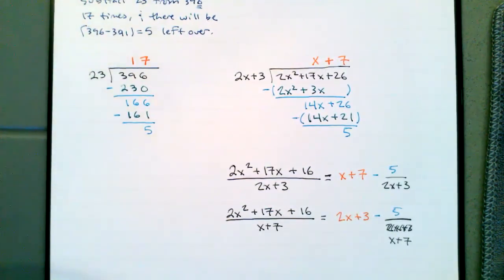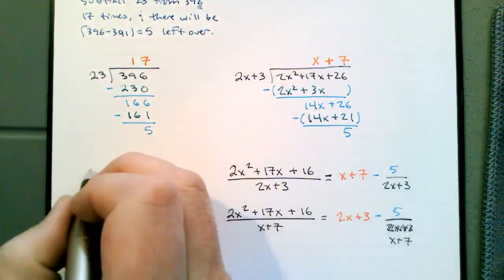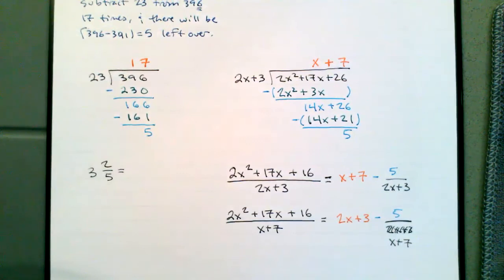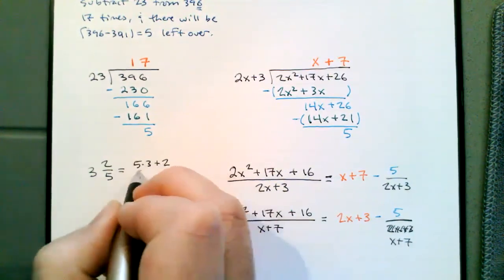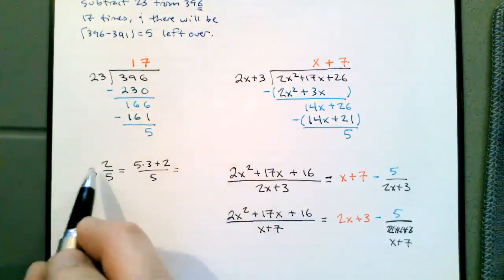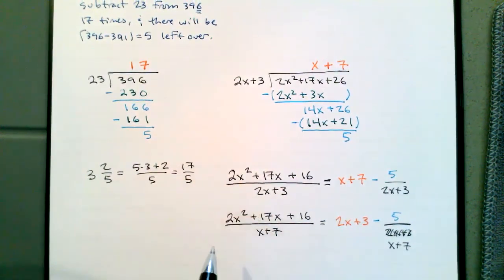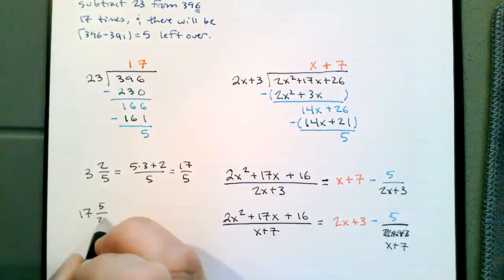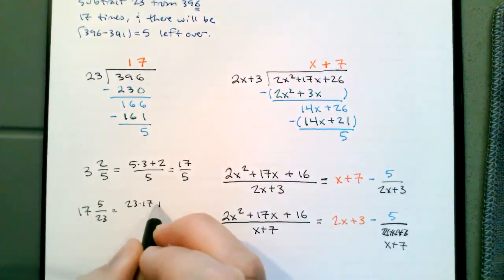Moreover, everything still fits together because one of the things that we know is that if I want to take a mixed number, let's say 3 and 2/5, and I want to turn it into an improper fraction, I do 3 times 5, or I do 5 times 3. I know it's the same thing, but I do 5 times 3 and then I add the 2. 3 times 5 is 15 plus 2 is 17 over 5. So what that means is that 17 and 5 23s is going to be 23 times 17 plus 5.